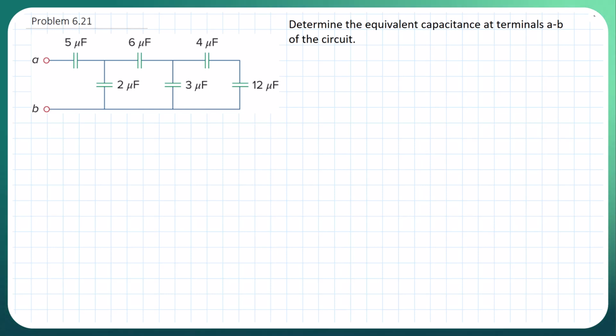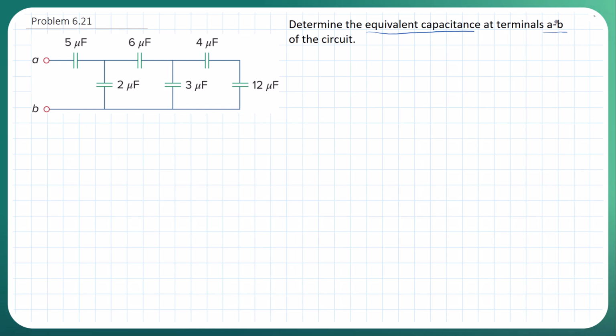Alright, let's take a look at the circuit here. We have a circuit made up of a bunch of capacitors, and we're told to find the equivalent capacitance at terminals A, B. So the first thing we want to do is write down the characteristics of capacitors in regards to capacitors in series as well as in parallel.